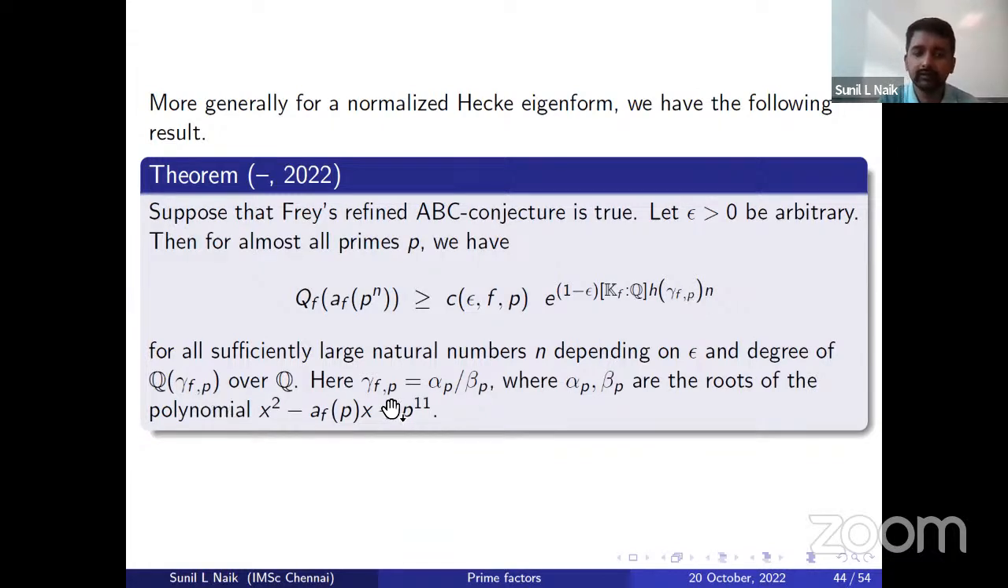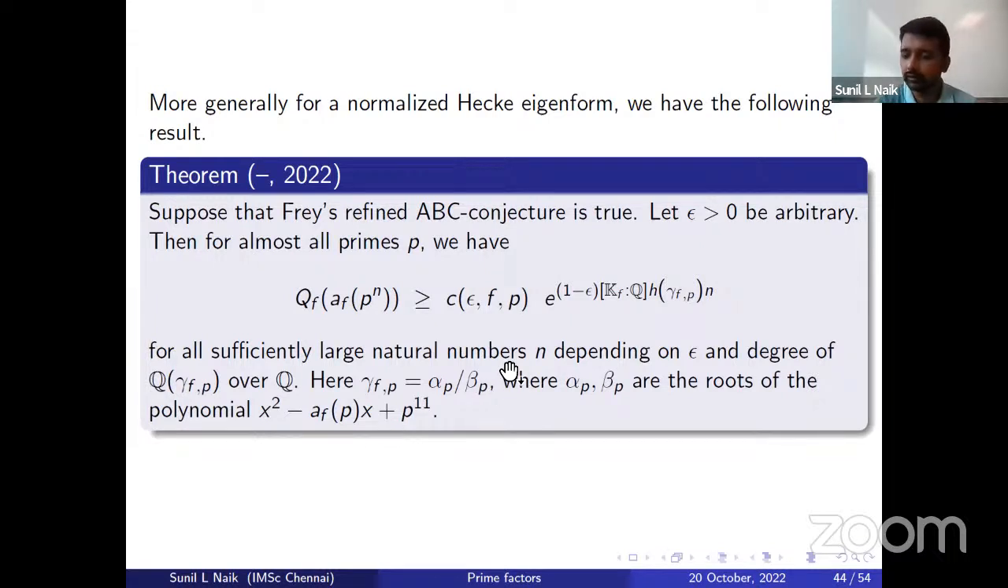Gamma_f(p) is equal to alpha_p by beta_p. Here alpha_p and beta_p are the roots of the degree 2 polynomial x squared minus a_f(p) times x plus p to the power 11.